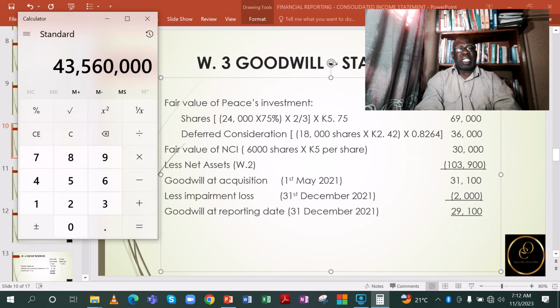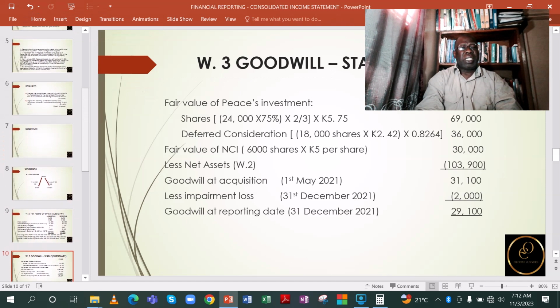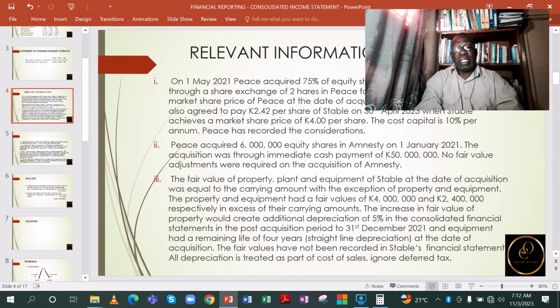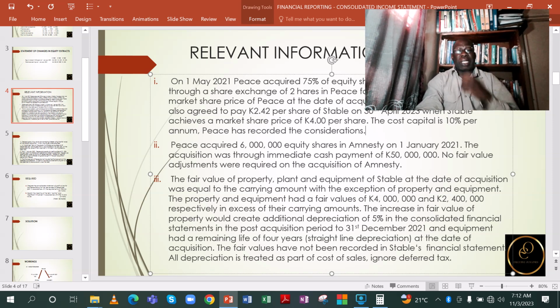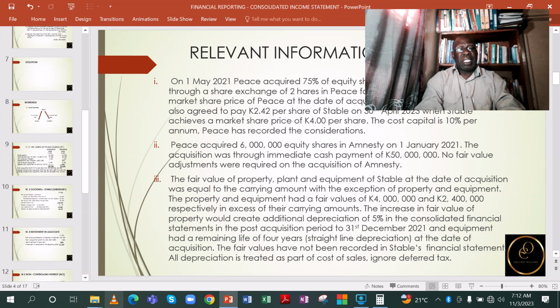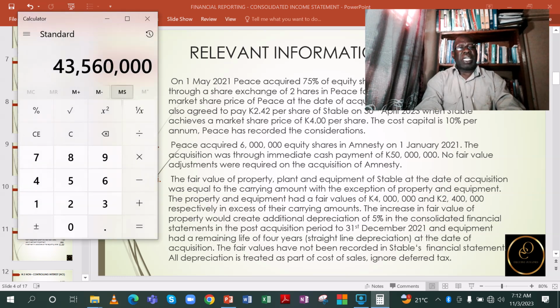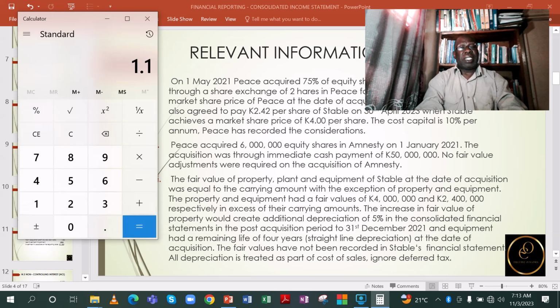So how do we do that? Again, we are told that the cost of capital is 10% per annum. That's what we're going to use to calculate the discount factor. The discount factor can be calculated by looking at 1 plus 10%, which is the same as 0.1. Then since it's in year 2, you raise it to the power of 2.